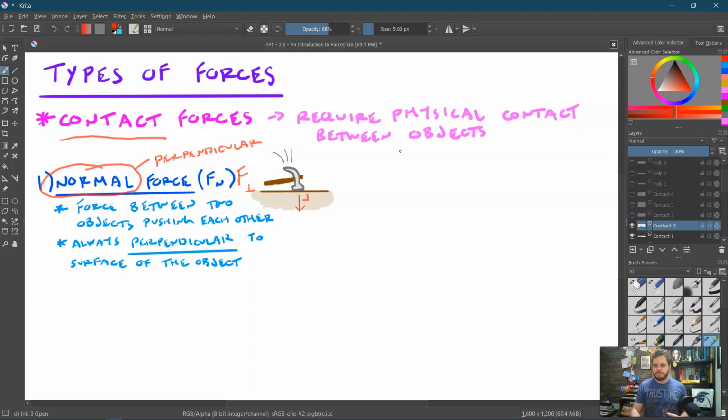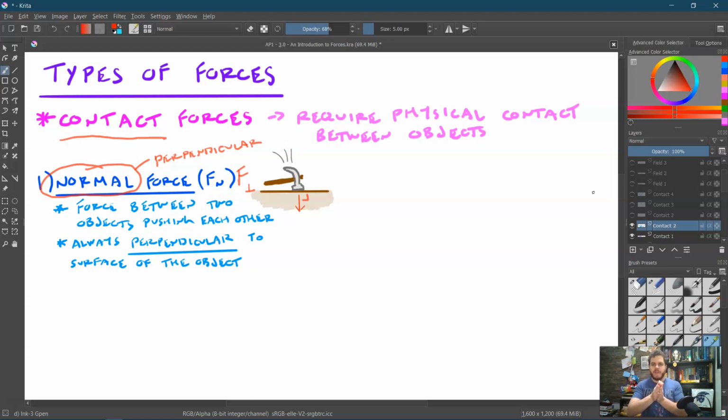So what's the next one? Well, I want you to go ahead and take your hands and put them together. So normal force would be pushing into each other. You're pushing one way or the other, but the surface of your hands, that's a 90-degree angle there. But instead, what happens if we move them parallel to each other?